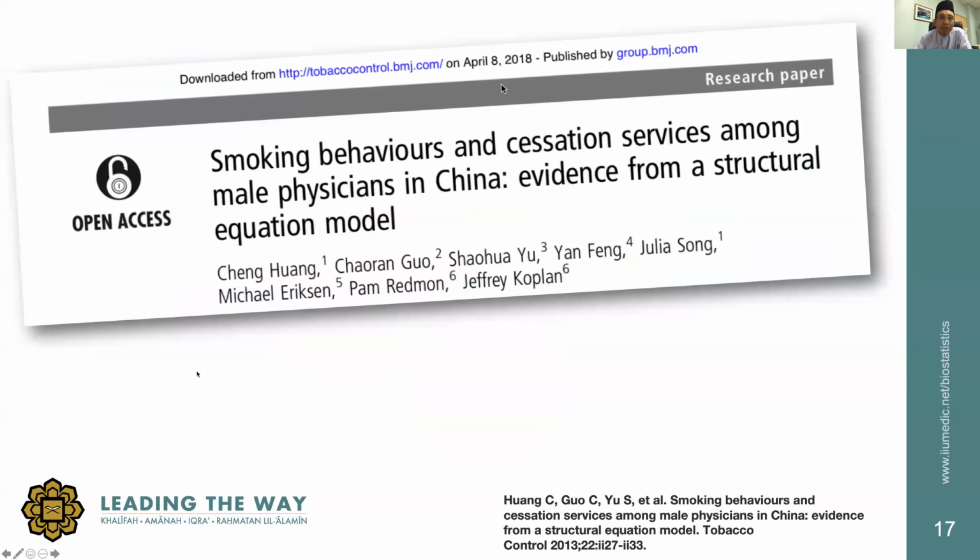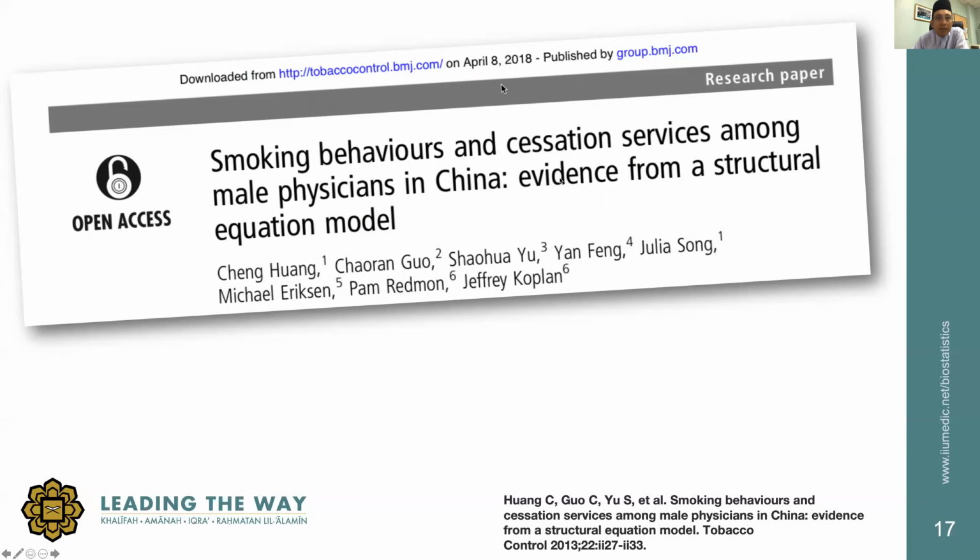For that, I give you another example, about smoking. This is about smoking behavior and cessation services among male physicians in China. They are using SEM. I told you about path analysis, right? I said that a simple regression may not be able to show this level of third variable, so you must use path analysis and above, including SEM, structural equation modeling. Now, this is the smoking behavior, which is the independent variable here, and the outcome, the dependent variable, is the prescription for stop smoking cessation services.